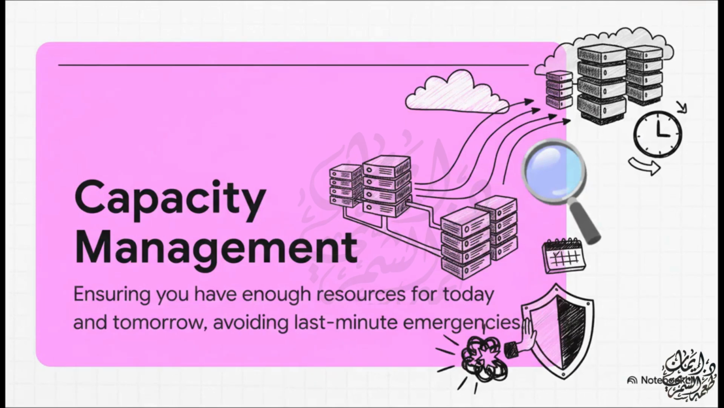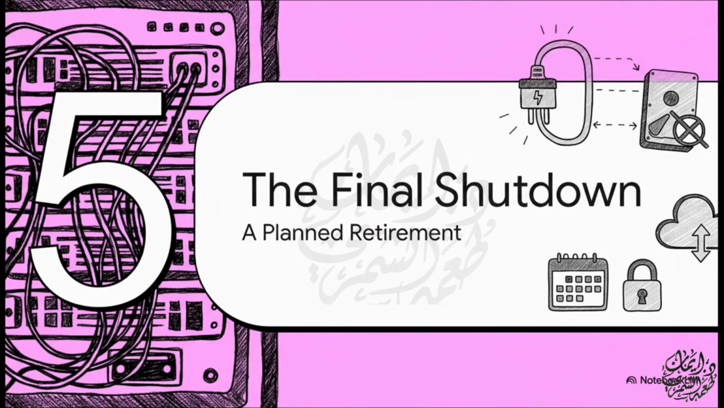A huge part of maintenance is also about looking ahead. Capacity management is really the art of predicting the future. It's about making sure you have enough horsepower, enough processing, network, and storage, not just for today, but for whatever growth comes tomorrow. It's what keeps you from having a last-minute emergency. But all systems, no matter how great they are, eventually reach the end of their useful life. And when they do, you can't just pull the plug. The final shutdown, or decommissioning, has to be a carefully planned process to retire the infrastructure safely and cleanly.